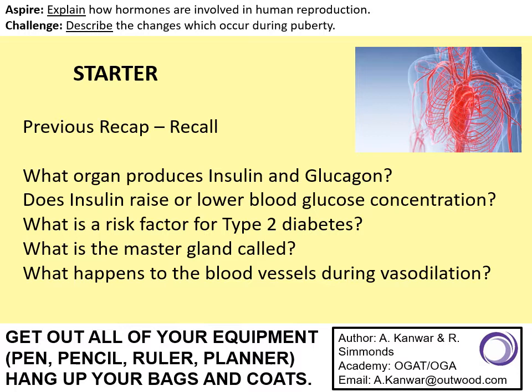Question number 1. You can write these down on a sheet of paper, or jot them down in a Word document. What organ produces insulin and glucagon? Question 2. Does insulin raise or lower blood glucose concentration? Question 3. What is a risk factor for type 2 diabetes? Question 4. What is the master gland called? And question 5. What happens to the blood vessels during vasodilation?